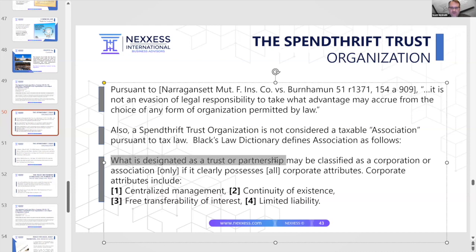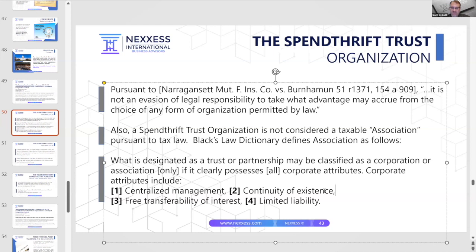What is designated as a trust or partnership may be classified as a corporation or association only if it possesses the corporate attribute, centralized management. Our trust has no CEO, no president, no secretary. It doesn't have centralized management like that.